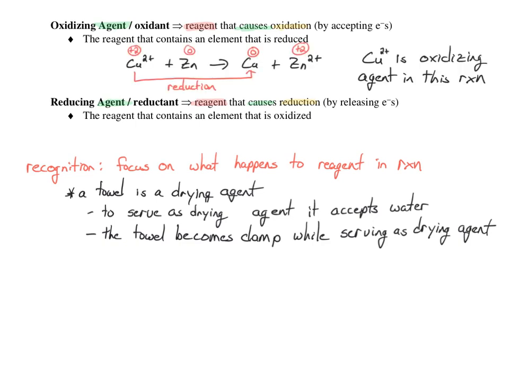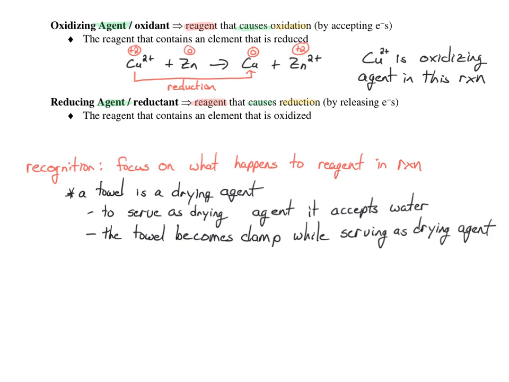Let's look at a chemical example. Here's a redox reaction. We see copper 2 plus is being reduced down to copper 0. It is accepting 2 electrons to go from 2 plus down to 0. The 2 electrons are coming from zinc, which is being oxidized. So zinc, in order to be oxidized, has to release 2 electrons. The copper 2 plus is giving those 2 electrons a place to go. So it accepts the 2 electrons and is reduced. So in this reaction, copper 2 plus is the oxidizing agent.